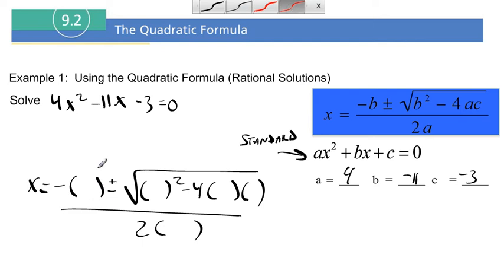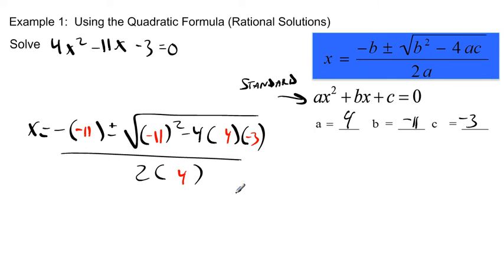Now I'm just going to plop in where all the numbers go. Okay, so this was b, so b was negative 11, and this is b right here again, so that's negative 11, and this is my a, so that's 4. This is my c, which is negative 3, and this is my a right here, which is 4. So all I do is just replace those. Okay, so now it's just a matter of simplifying this.